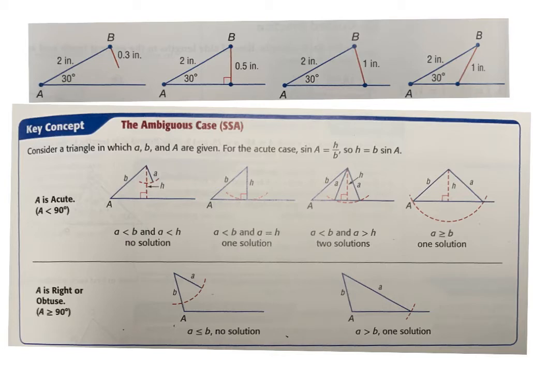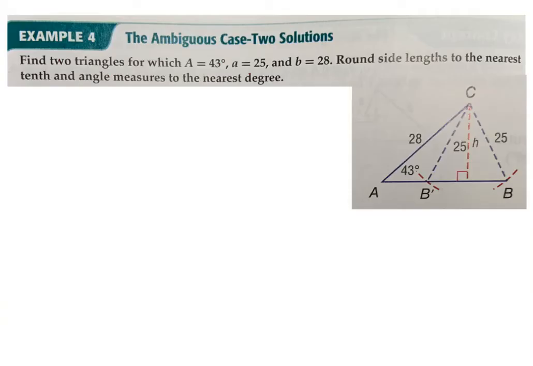So remember we learned reference angles, right? This is where reference angles come into play. And so this first thing says find two triangles for which A is 43 degrees, side A is 25, and side B is 28. All right? So here's what they've done. We have some random triangle here, right?